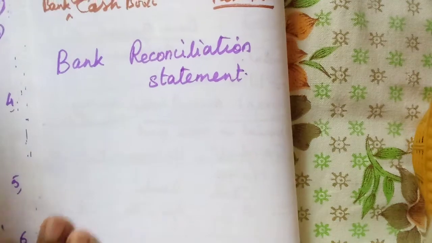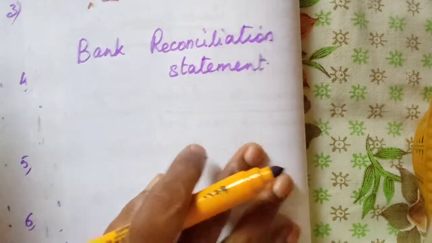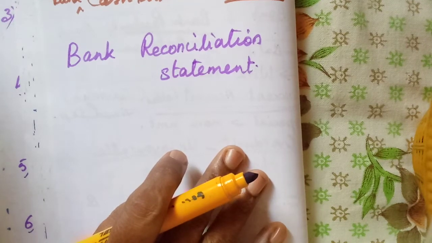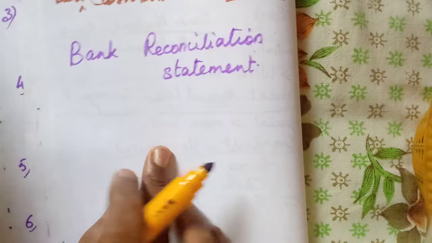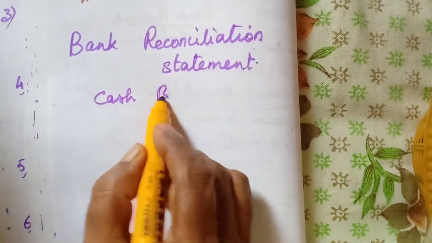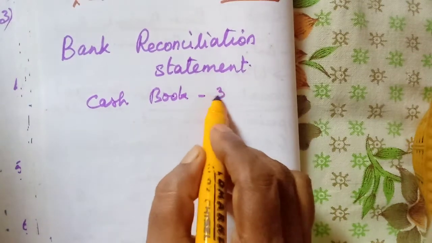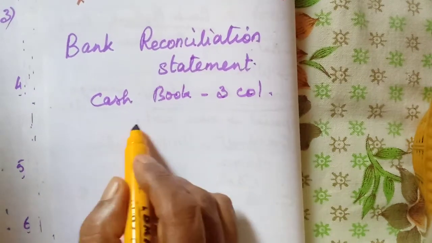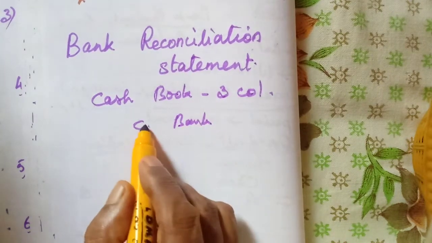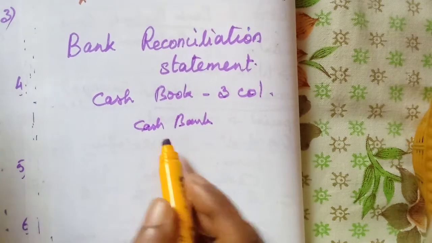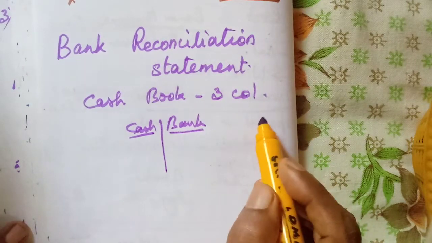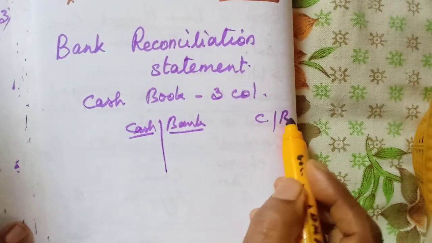Bank reconciliation statement. This lesson we started on the previous day. I think you should understand what the bank statement is. It is related to the previous lesson, the cash book. There also, in the three-column cash book, we have a cash amount and a bank amount. On the debit side we have a cash column and a bank column, and on the credit side also we have a cash column and a bank column.